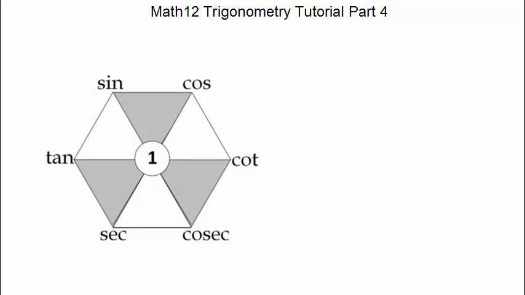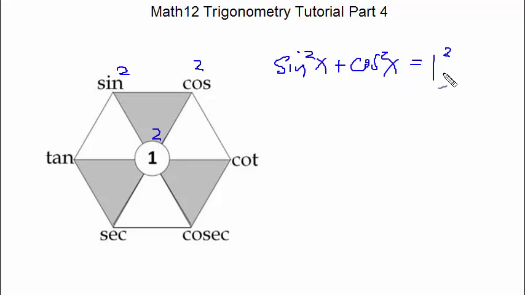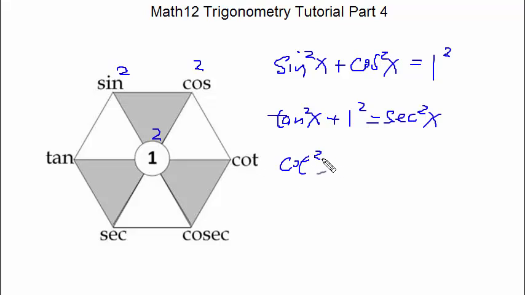The next one is the 3 upside down triangles, which give the square relationships. The two top squares add up to the bottom square. So sine square plus cosine square equals 1 square. Tangent square plus 1 square equals secant square. And cotangent square plus 1 square equals cosecant square. These are going to be very handy in the second part of trigonometry, which is proving trigonometry identities. We can use them a lot there.